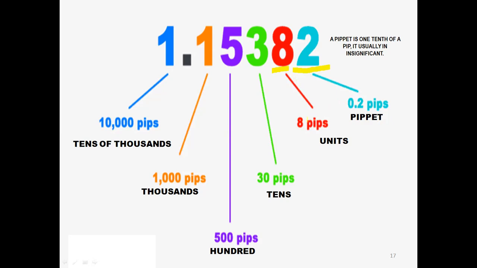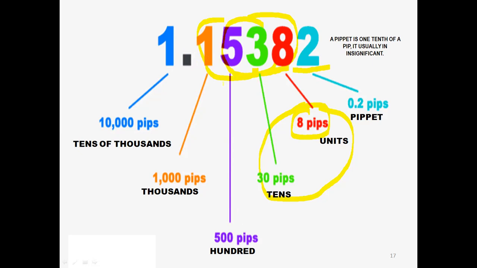So in this case, we have 8 pips. In other words, 8 units, because it's a unit that makes a pip. Right here we have 3, which is 30 pips. If you put them together, it's 38 pips. Right here we have 5, which is 500 pips. If you put them together, it's 538 pips. Here we have 1,000. If you put it together, it is 1,538 pips. And right here we have 10,000. If you put it together, it's going to be 11,538 pips.